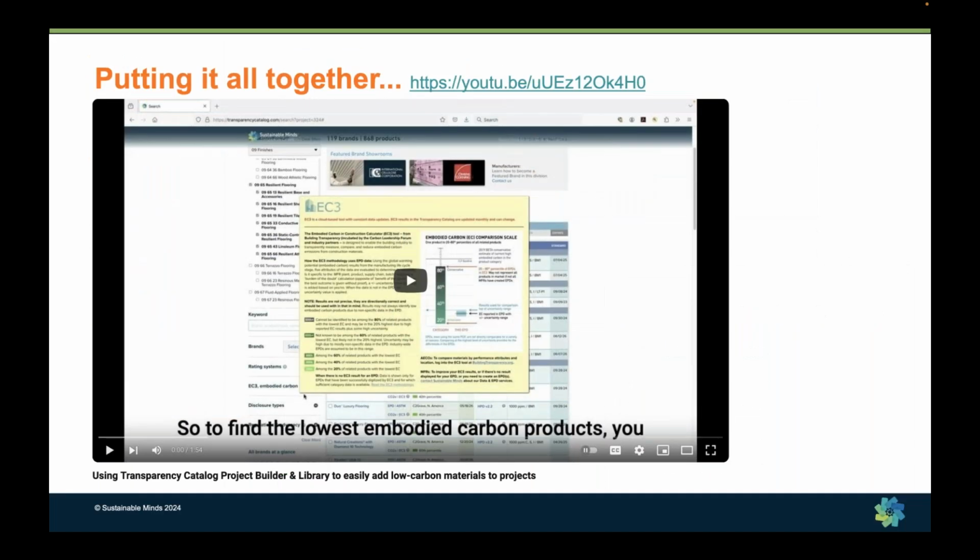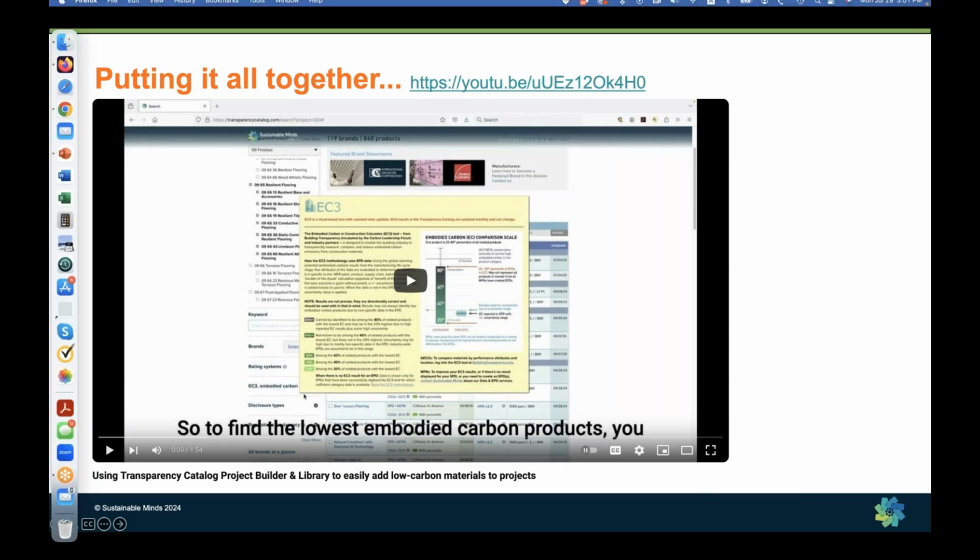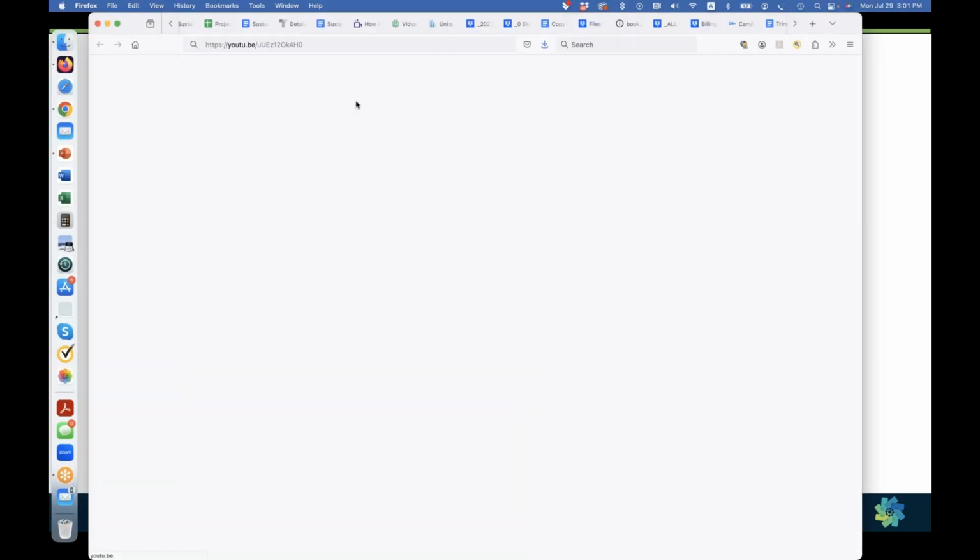So to kind of bring it all together for those of you who are still on, I just want to show you this very short video that shows you how, in the transparency catalog now with Project Builder and Library, how easy it is to build projects that meet your design intent and your carbon threshold. So let me see if this can pop up and play.